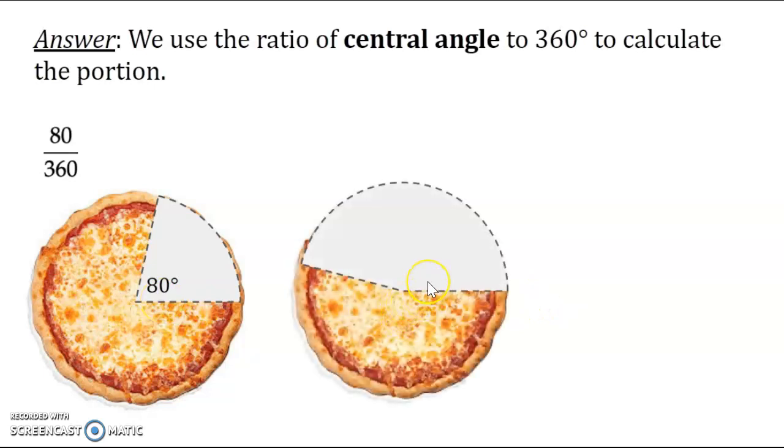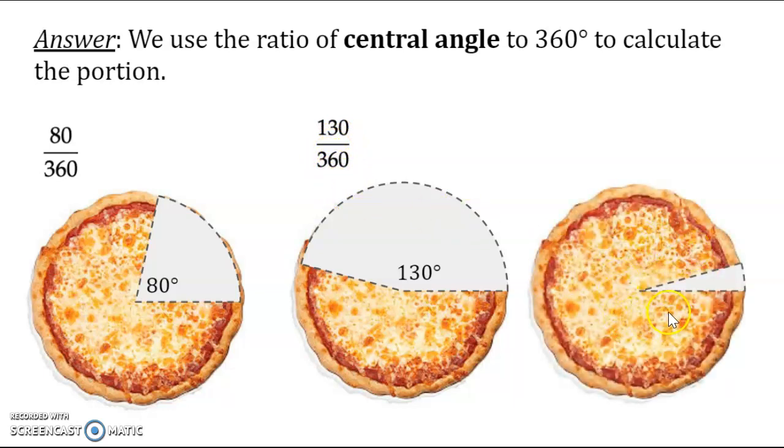What about this? We don't know what the measurement is, but if I measure it to be 130, the portion that is missing is 130 degrees divided by 360. I can simplify these fractions further. And what about this? If I know that this angle is 30 degrees, that's going to be 30 divided by 360 degrees. Can I simplify each of the fractions further?